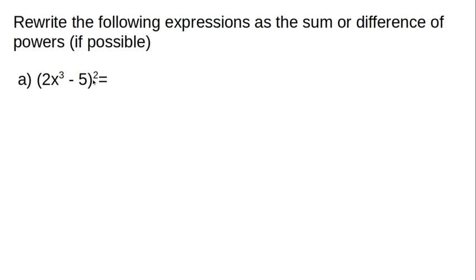But since this is a whole number exponent, whole number exponents just mean repeated multiplication. So 2x cubed minus 5 squared means we're multiplying by itself twice. So that we can just FOIL out. And that will give us this, where we have our k x to the n. So k is 4, n is 6, k is negative 20, n is 3, k is 25, n is 0. And this one could be easily FOILed out. As this number increases, this would be more difficult to do.